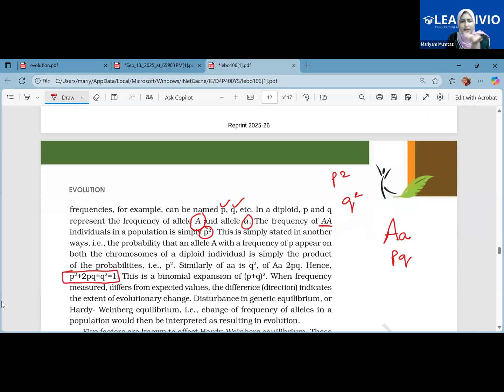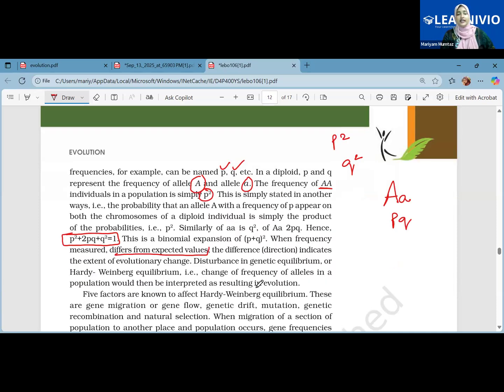This is the expansion of (a plus b) whole square. When the frequency is measured and it differs from the expected value, then we can understand that, yes, evolution is indeed taking place. So the difference or the direction indicates the extent of evolutionary change. Disturbance in genetic equilibrium, or in the Hardy-Weinberg equilibrium, will change the frequency of alleles from one generation to another, leading to evolution ultimately. Is it clear, students?